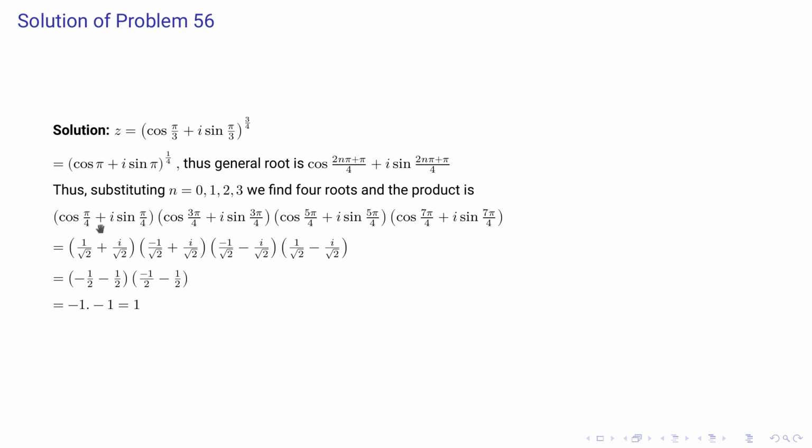So in the first case, the argument would be pi. In the second case, it would be 3 pi. In the third term, it would be 5 pi. And in the fourth term, it is 7 pi. And then we substitute the values of those cosines and sines of the angles, and we simplify. We finally get the value as 1.